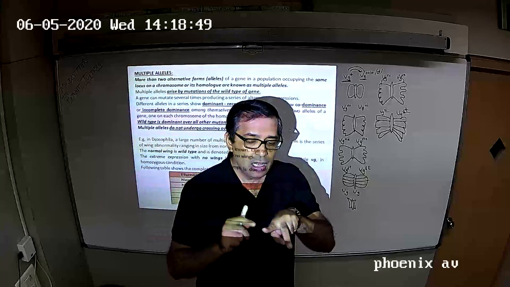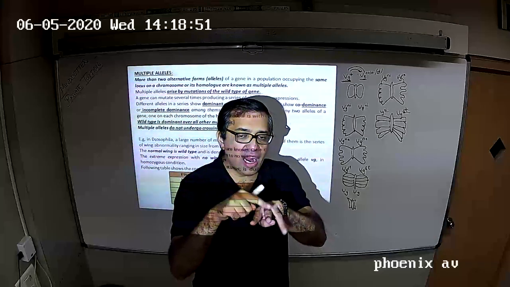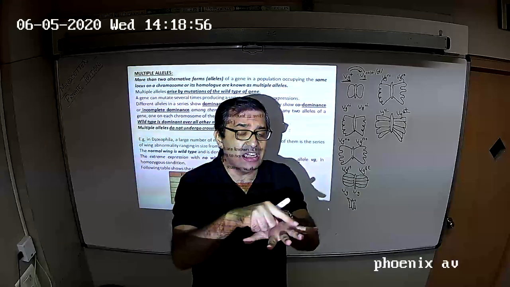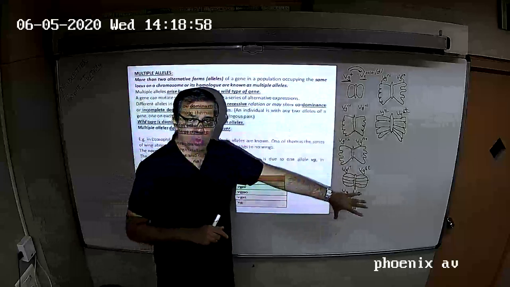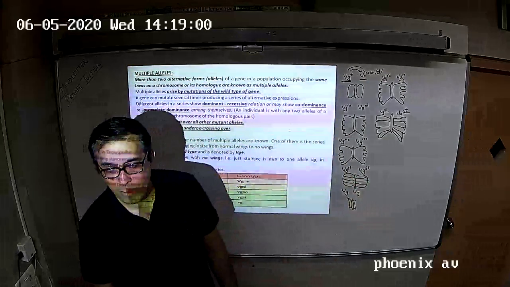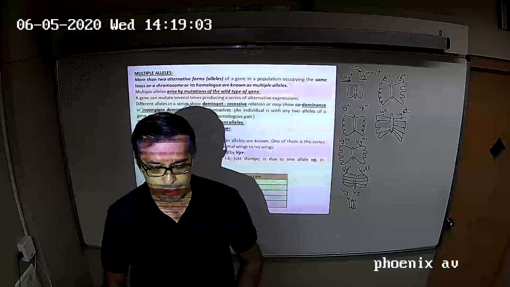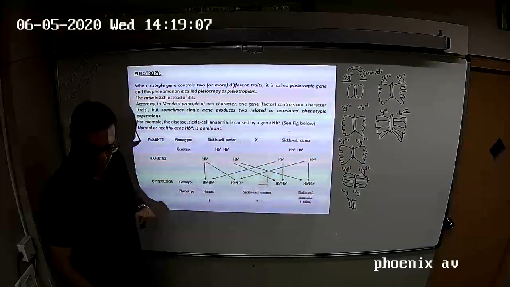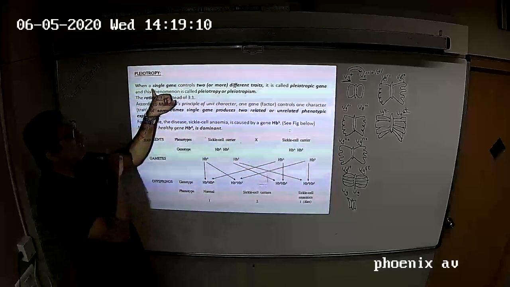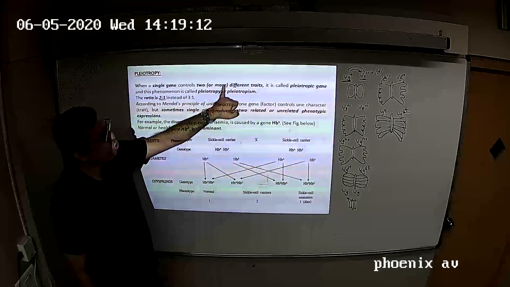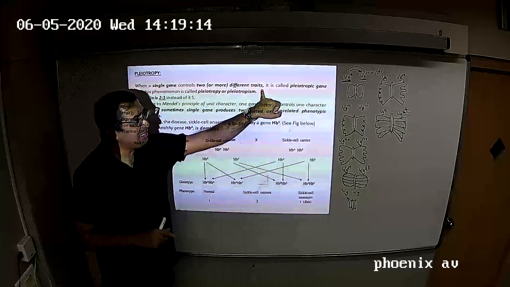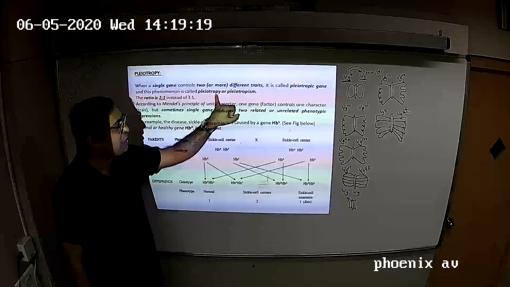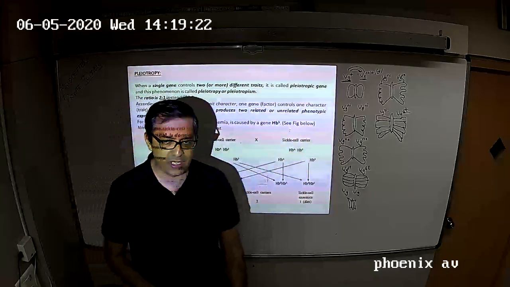So once again, instead of two alleles, if there are three alleles as in the case of blood groups, or there are five alleles as in the case of wing pattern of Drosophila, then that is an example of multiple allelism. And then we have pleiotropy. What is pleiotropy? When a single gene controls two or more different traits, then that is called a pleiotropic gene. And this phenomenon is called pleiotropy or pleiotropism.